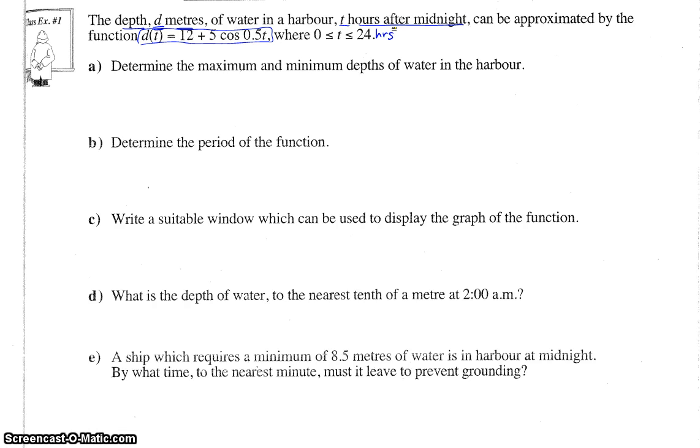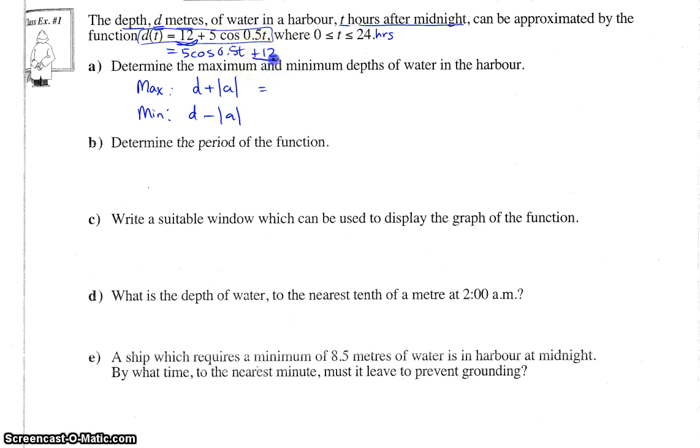Determine the max and min depths of the water in the harbor. We're going to need this for doing our window settings later. If you recall from the last unit, our maximum is found by going d plus the absolute value of a, and our minimum is found by going d minus the absolute value of a. So let's try that. This is kind of turned around, isn't it? Usually we see the cos function like this, and then the constant added afterwards. So let's turn that around so it looks more familiar to us.